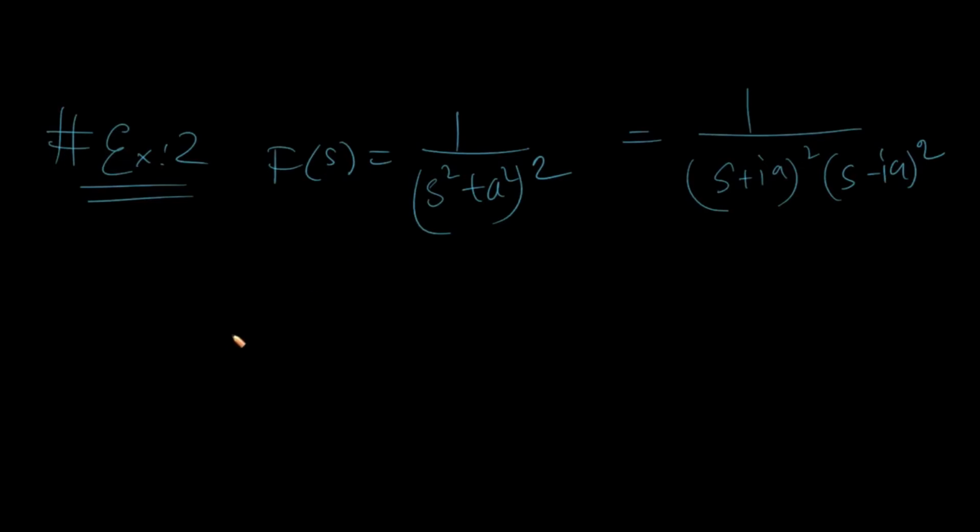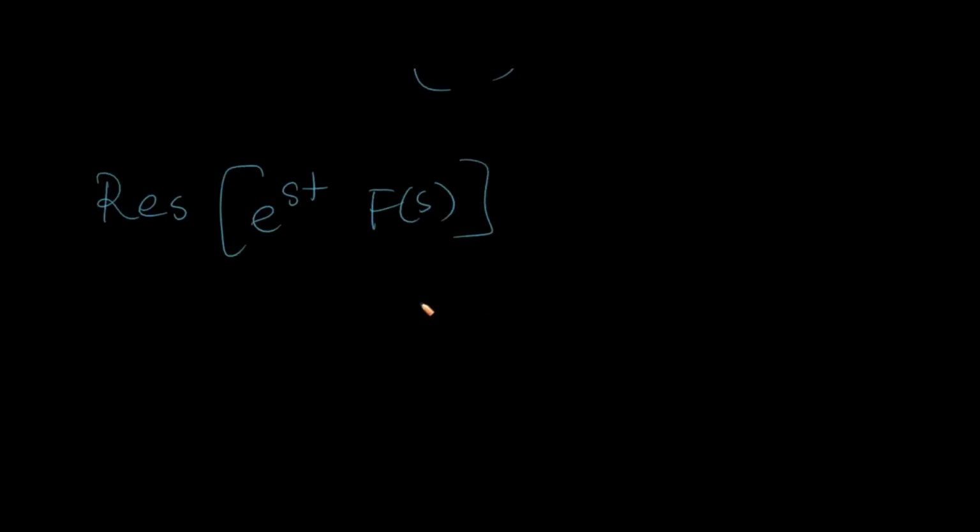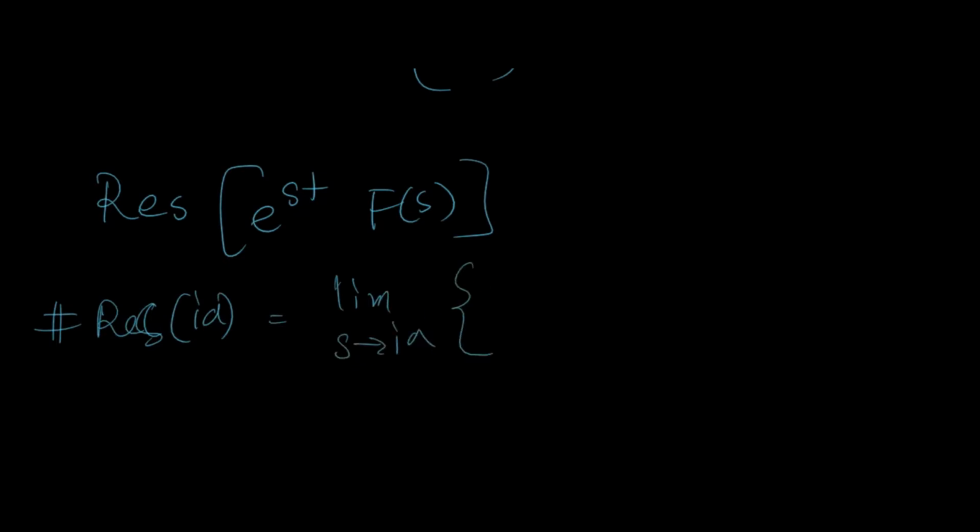So we have to calculate again the residue of e to the power st f of s, right? And now we have to put the value of this f of s, and we have to indicate at which point we want to calculate the residue. So let me again start with the residue at ia. That's the point I'm interested in. Now let's write everything formally. s goes to ia, second order pole. That means 2 minus 1 factorial. That is just 1, but still I'm writing it formally, so that's why I'm not skipping any steps or any logic.